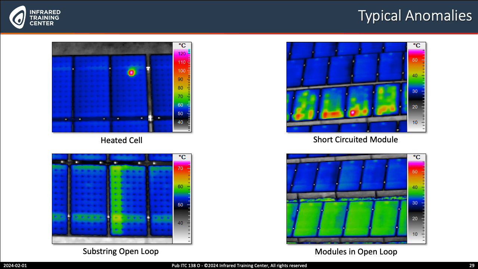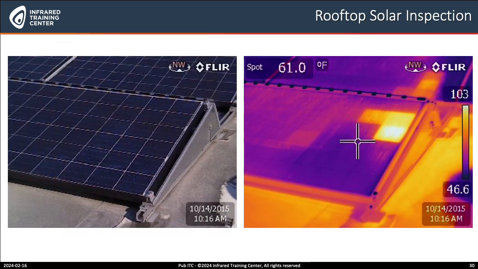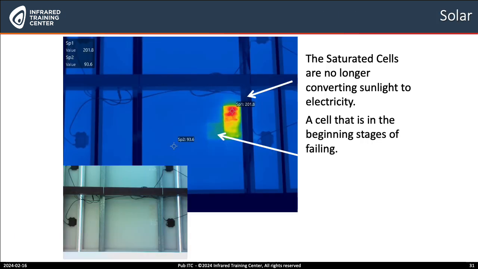And here we can see, on the rooftop, we've got three cells that definitely have an issue. And so it shows up as a thermal anomaly or as heat. Instead of transferring that energy from the sun to electricity, it's just creating heat on the surface of the panel. And the same thing we see here is a saturated cell that's not converting sunlight to energy like it should be. They're actually just creating heat.